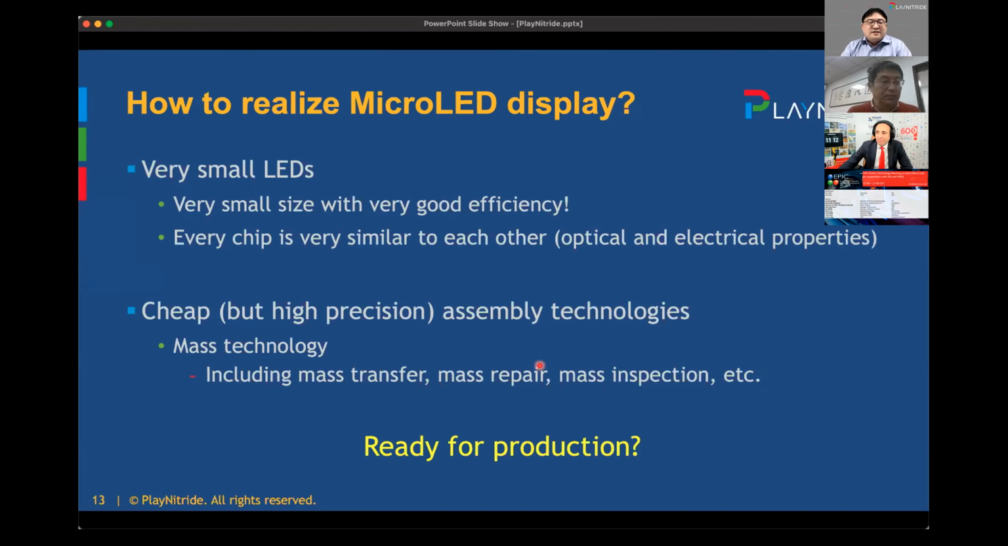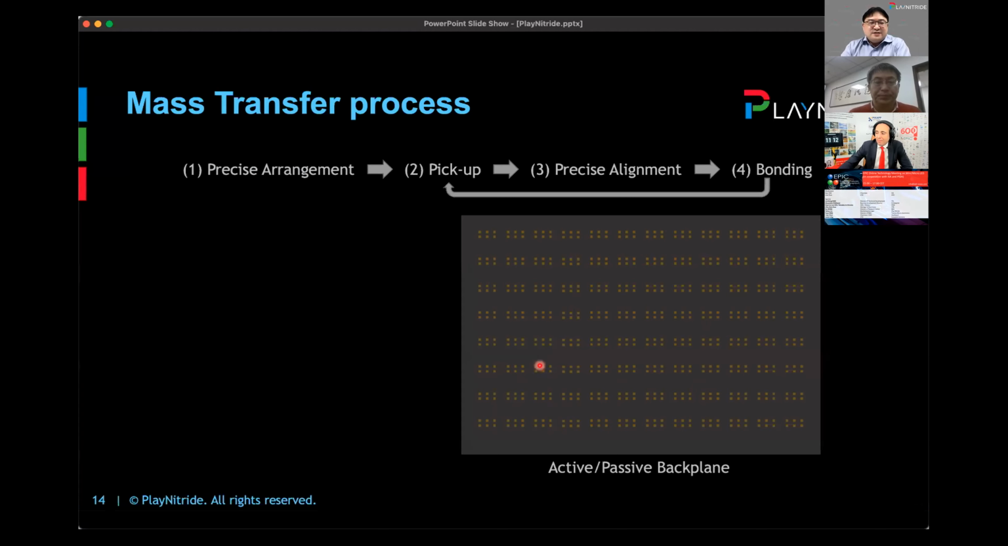And another thing, of course, is that we need cheaper mass transfer solutions. If we can solve these two questions, then the micro LED display can be very cheap in the future. So first, for mass transfer, I think a lot of speakers already introduced it, and I'll share some animations to help understand the mass transfer ideas.